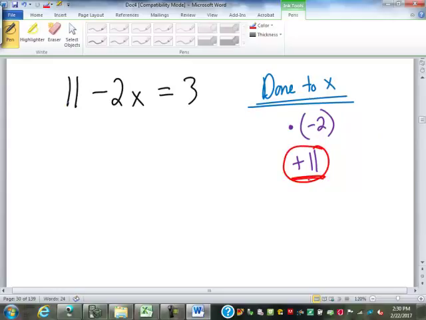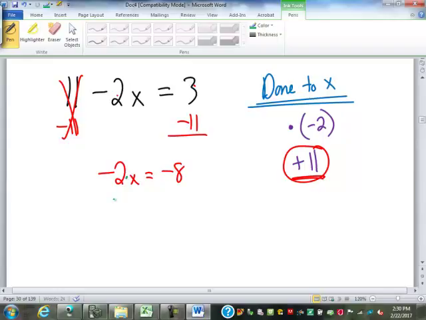Well, adding the 11 was the last thing done. So the first thing to remove is the 11, and we do that by subtracting 11. Good. So what's left here is negative 2x. 3 minus 11 gives us what? 3 minus 11 is negative 8. Good. So then to finish this off, what do we have to do?